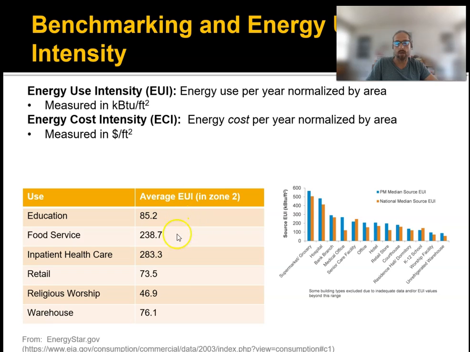And here are some sample EUIs of different types of buildings to show you some justification for why you should compare buildings of similar types. A hospital is like 283 kBtu per square foot on average, whereas education is 85, right? So it's just not fair to compare these across different categories. If we're analyzing a hospital, we should compare it to other hospitals. If we're analyzing a church or other religious building, we should compare it to other religious buildings. Okay.